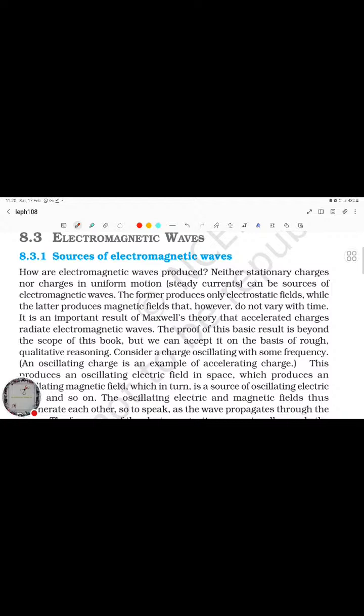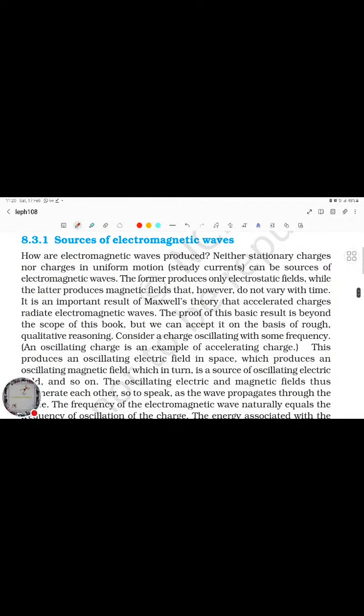So stationary chargesனால் only electric field மட்டும் தான் produce பண்ண முடியும், and moving charges which is uniform in motion அதனால் magnetic field மட்டும் தான் produce பண்ண முடியும். And அந்த magnetic field will also not vary with time, ஏன்னா it's going to be a steady current.